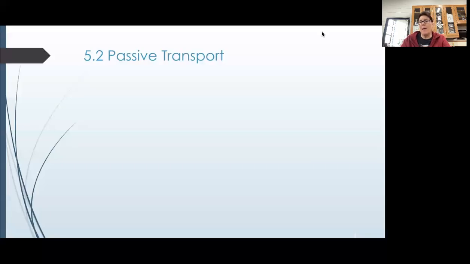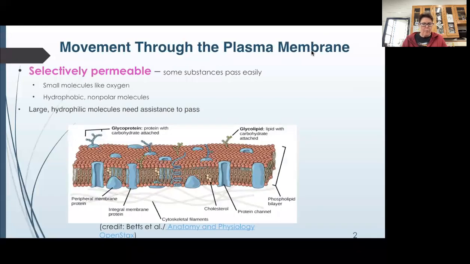Hello, so we're going to talk about passive transport. And we were talking about the cell membrane. And so we know that the cell membrane is what we call selectively permeable. It lets certain things in and out. Some things can go right through, if they're small, like oxygen can diffuse, it can just go right through the cell membrane.